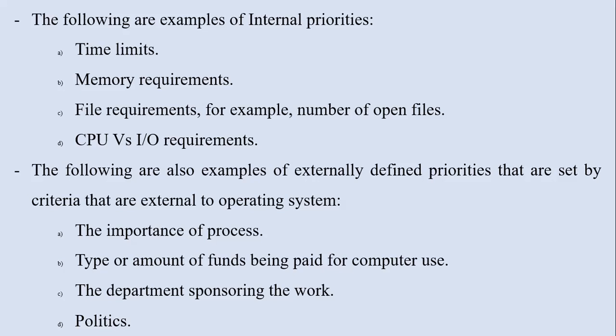The following are examples of internal priorities. Number 1 is time limits. Number 2, the memory requirements. Number 3, the file requirements, for example, the number of open files. Number 4, the CPU versus I/O requirements. The following are also examples of externally defined priorities that are set by criteria external to the operating system.